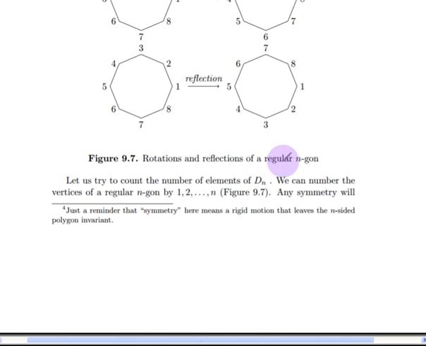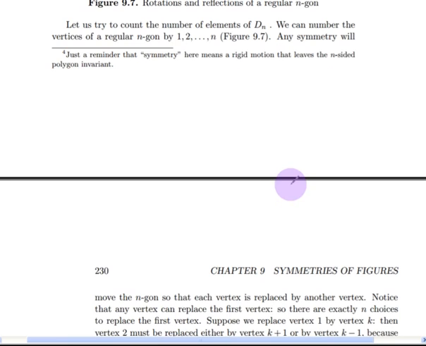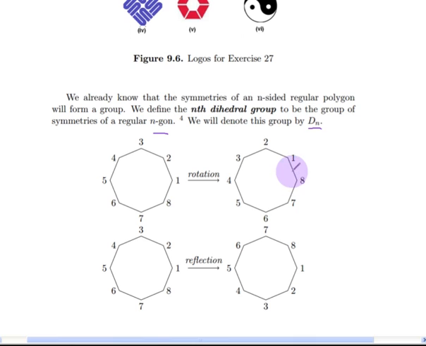Think about the rotations of an n-gon. Now, we actually saw this in the chapter on complex roots of unity. I could rotate this one to the position of 2, or the position of 3, or the position of 4, or the position of 5, or 6, or 7, or 8, or I could leave it as 1. That gives me 8 total possible rotations.